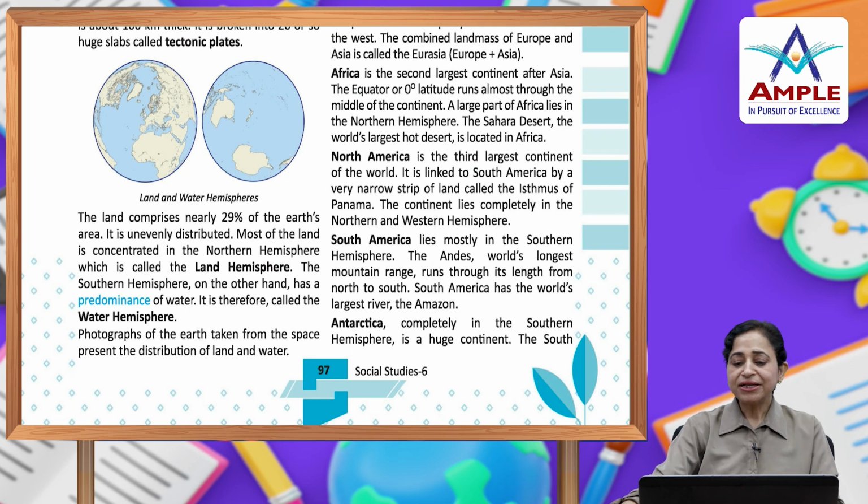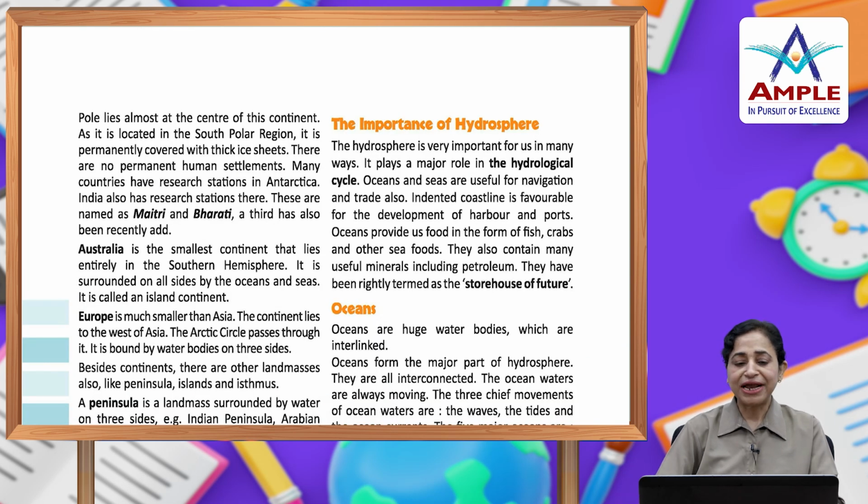Antarctica, let's read. Completely in the southern hemisphere is a huge continent. The South Pole lies almost at the center of this continent. It is located in the South Polar region, it is permanently covered with thick ice sheet. मोटी मोटी बर्फ की जो शीट्स जैसे परतें होती है ना, उससे ढका रहता है. And there are no permanent human settlements.